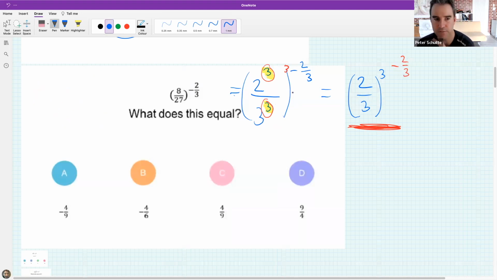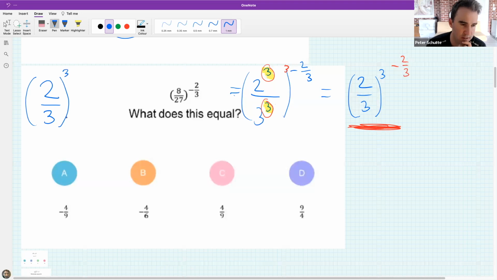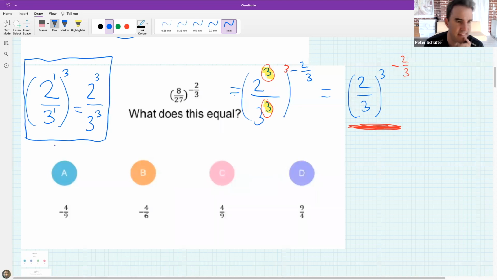Okay, a lot of people I've lost here, so we'll go through it a bit more slowly. Think about this. If I said to you, what is 2/3 to the power of 3? I can rewrite that as 2 to the power of 3 over 3 to the power of 3, because there's a 1 and a 1 here. Give me a thumbs up in the chat if you understand that part, just that part, not the question.